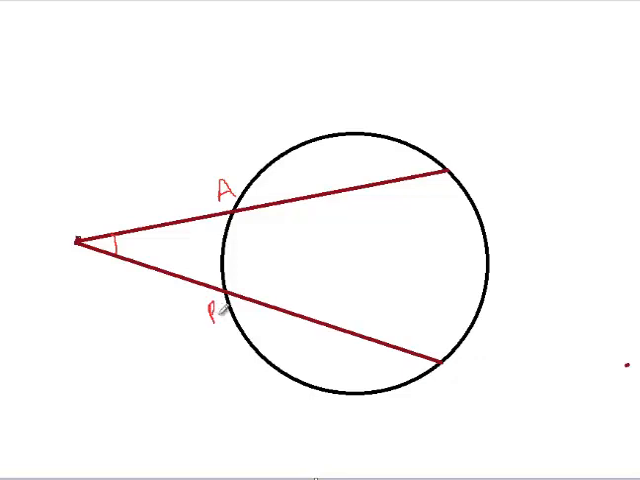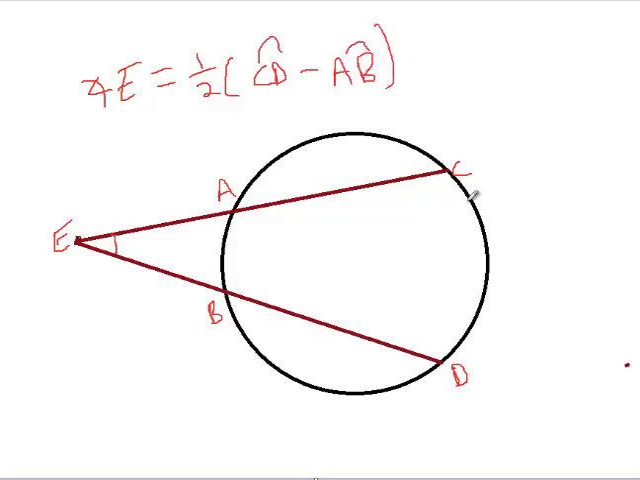So if this is A, and that's B, and that's C, and that's D, and let's say that's E, we'll say angle E is equal to 1/2 of the difference between this arc and this arc. So 1/2 of arc CD minus arc AB. So whatever this arc, let's say this is 120 degrees, and this is 40 degrees. So you take 120 minus 40, which is 80, and angle E is 1/2 of that, which is 40 degrees.